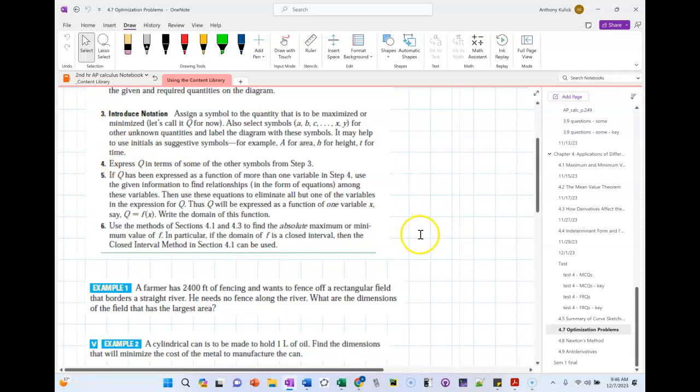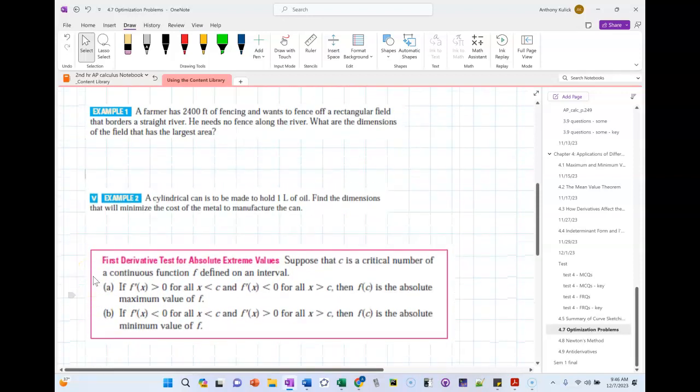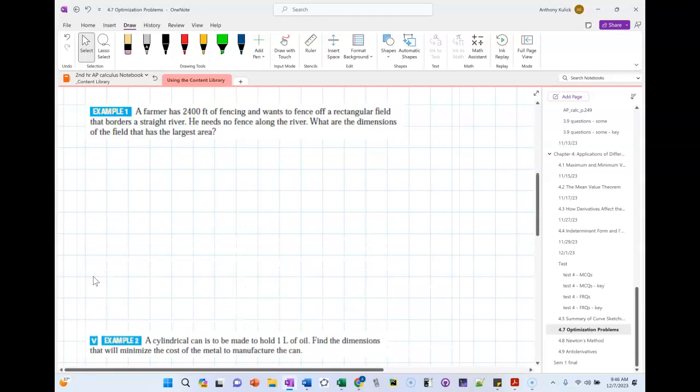So let's do a couple of examples here. Example 1 says a farmer has 2,400 feet of fencing and wants to fence off a rectangular field that borders a straight river. He needs no fence along the river. What are the dimensions of the field that has the largest area?